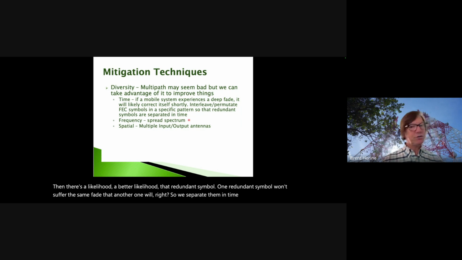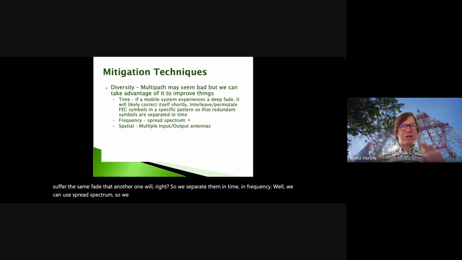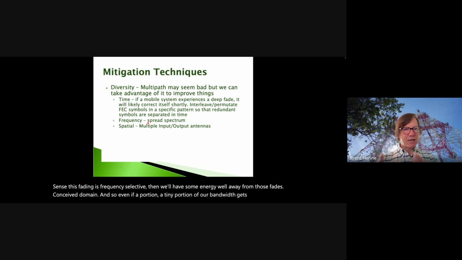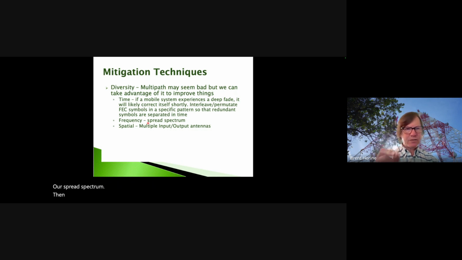In frequency, well, we can use spread spectrum. So we can spread that spectrum, and since this fading is frequency selective, we'll have some energy well away from those fades in the frequency domain. And so even if a tiny portion of our bandwidth gets affected, it's the same type of consideration as when we have a narrowband jammer, right? When we despread our spread spectrum, that fade now only accounts for a tiny fraction of the overall bandwidth of the system, right?